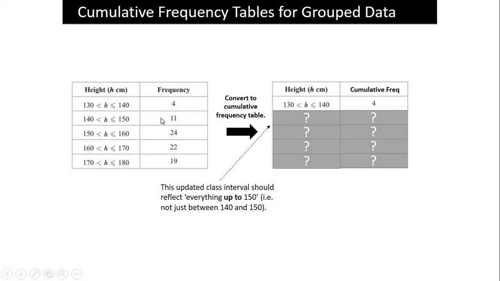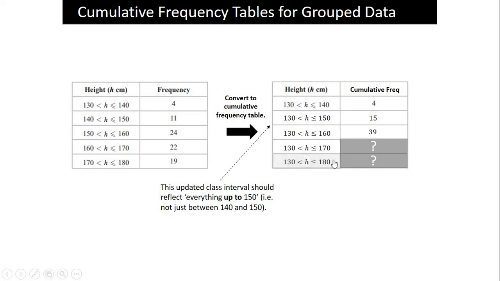Now, if we think about wanting the next one being the 130 to the 150, so a height greater than 130 but less than or equal to 150, that would be 4 plus the 11. Sometimes we can reflect this by the inequality we use in the table. Notice we've got 130 still because we want the first row and the second row, so 130 to 150, which is the 4 plus the 11, which is 15. So our next height then, again we'll start with 130 because we want to accumulate them as we go through. So 130 to the 160 will be the 4 plus the 11 plus the 24, which will give us 39.